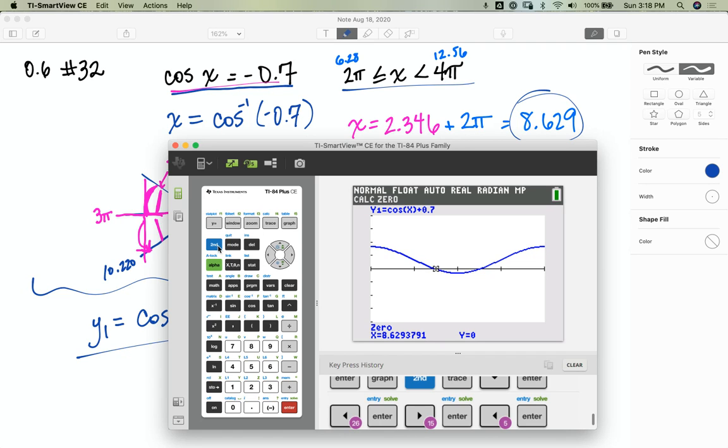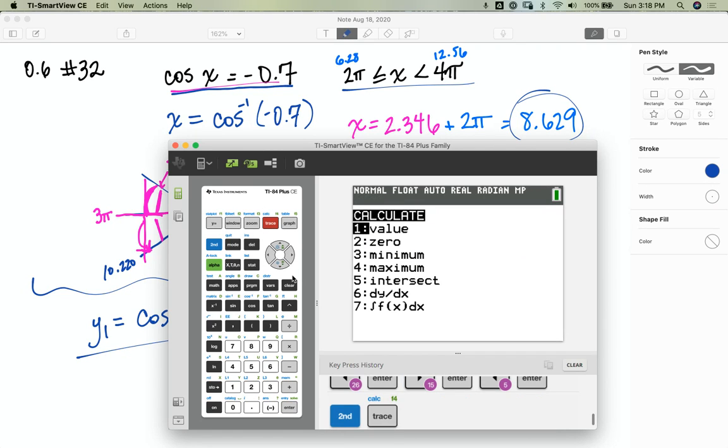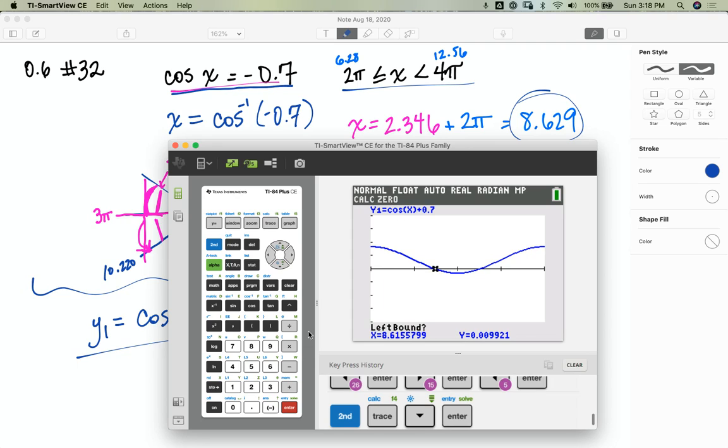And then we can run this back and go second calc, and we'll go zeros again. And this time we're going to try to find the zeros on the other side. So we're going to go left bound. That's to the left. We'll hit enter. And then right bound. We want to get to the right of the answer. That's far enough to the right. We'll hit enter. A guess. We just want to get kind of close. Hit enter. And hey, 10.220. That was our other answer.